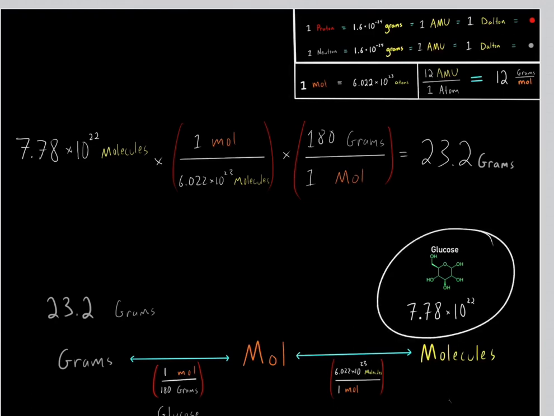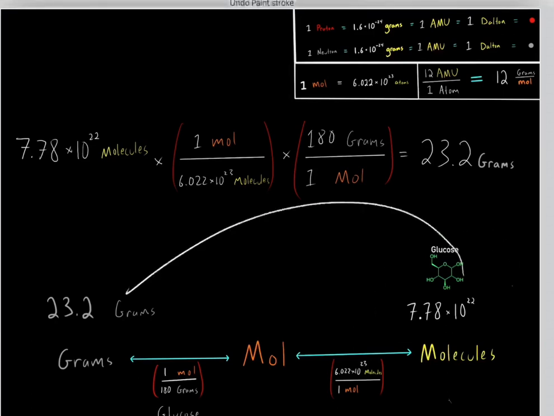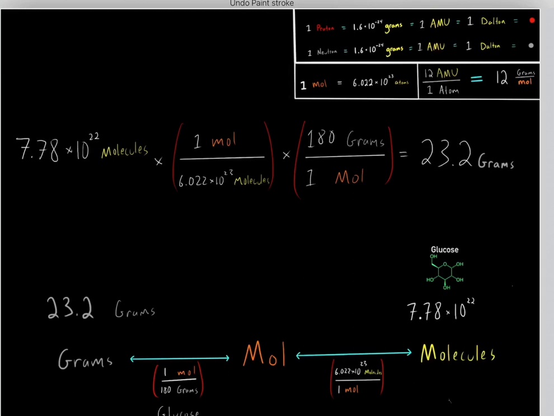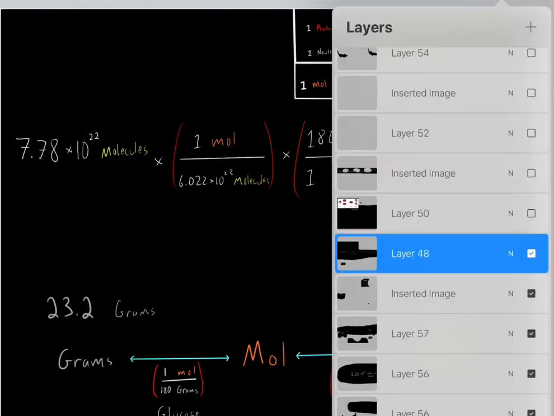So now we know if you have 7.78 times 10 to the 22 molecules of glucose, you'll essentially have 23.2 grams of glucose. So this is a common operation you'll see in chemistry. In chemistry, you constantly need to go from molecules to moles, moles to grams, or grams to moles, moles to molecules. That's something very common in chemistry.